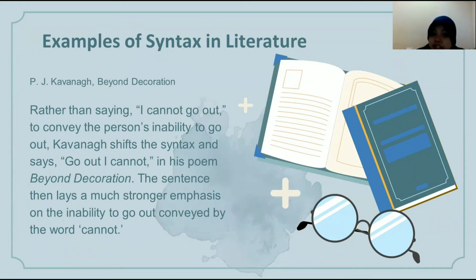In casual conversation, it can simply be said, "I cannot go out," to convey our inability to go out. P.J. Kavanagh in Beyond Decoration doesn't rely on merely stating it that way. Rather, he shifts the syntax and says "Go out, I cannot," which lends a much stronger emphasis on the inability to go out conveyed by the word cannot.